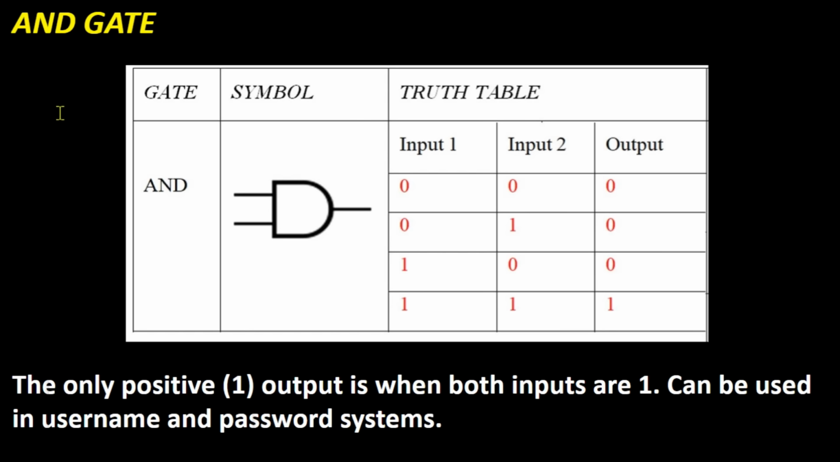AND gates are going to have at least 2 inputs and 1 output. This is going to be the symbol here. And what we need are 2 positive inputs in order to get a positive output. So 0 and 0 gives a 0, 0 and 1 gives a 0, 1 and a 0 gives a 0, but a 1 and a 1 would give a 1. An example of this would be username and password systems, where 1 would be a username and the other would be a password, and the output would be your ability to log into whatever you want to log into.